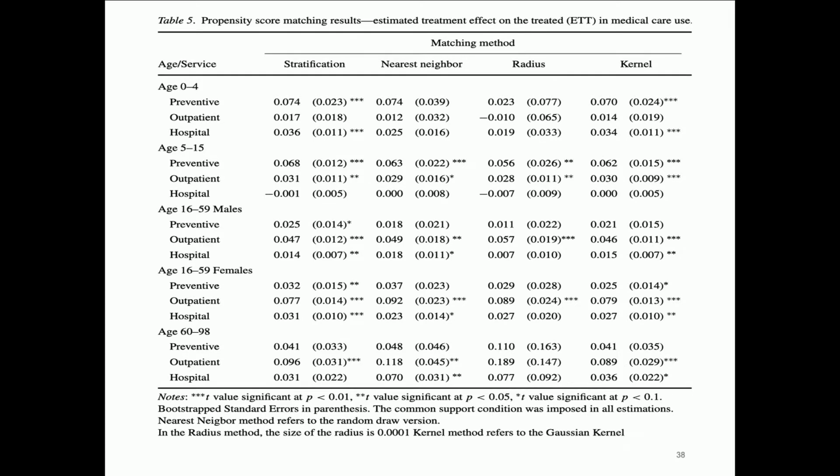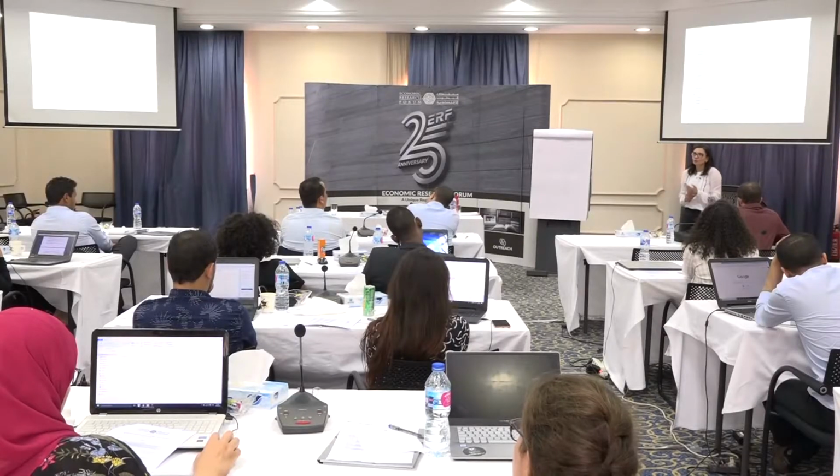So here you can see that it also depends on which outcome has to be used. For instance, preventive and outpatient are more significant for the three groups: the 16-59 males, females, and the oldest one. So this may give intuition for the government to change what the components of the program are, or what should be included and what should not be included.